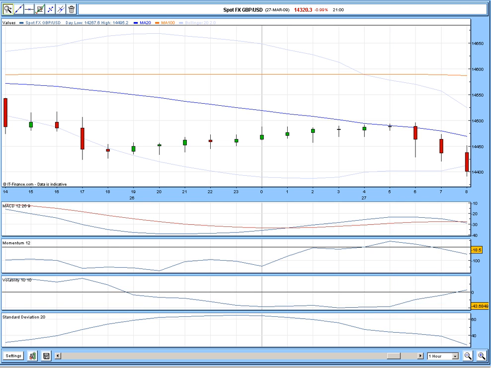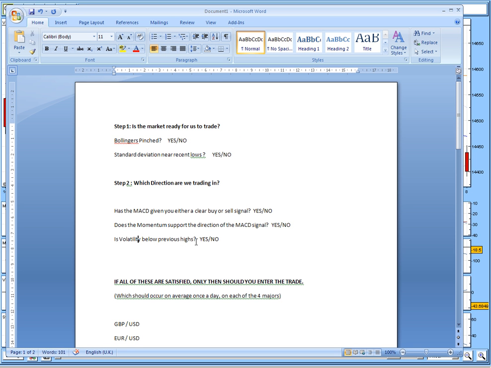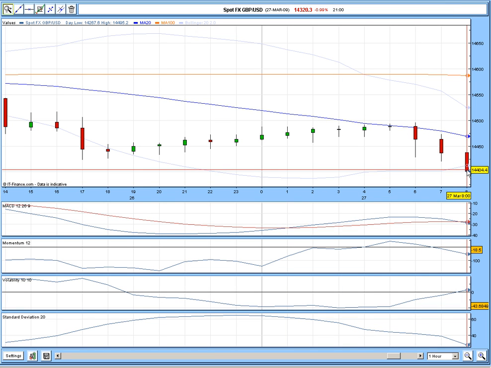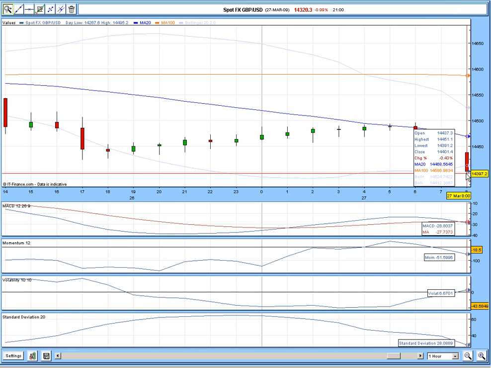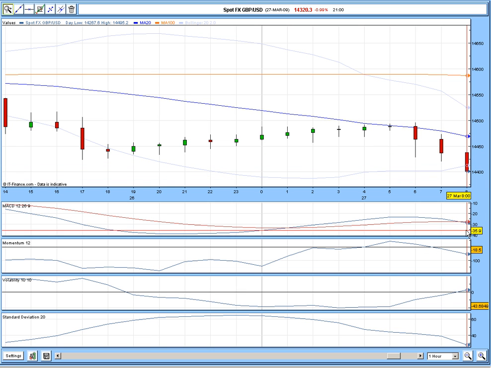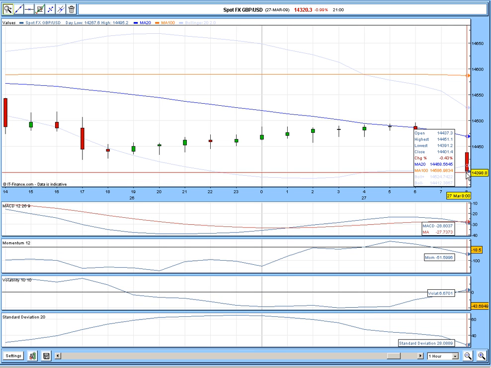So back to our checklist. Is the volatility below previous highs? Yes. So we have met both step 1 and step 2, and now we're ready to enter the trade going short. So after this bar completes, we'll be assessing all this data at roughly around 8:59 or so, and if these signals are still correct for us to trade going short in the market, we'll be entering on the next hour. So at 9 o'clock on the dot, we'll be entering at market.